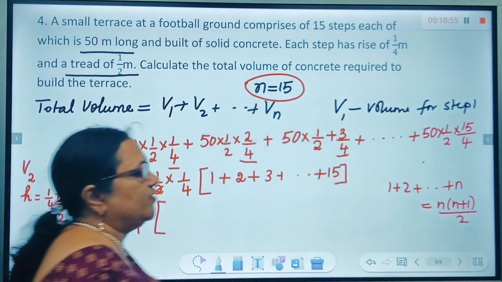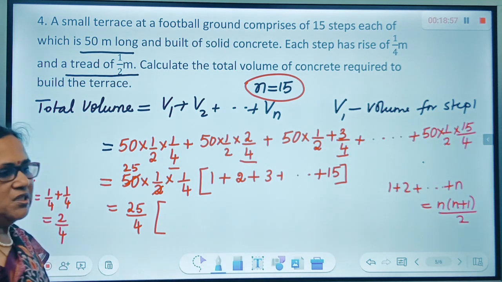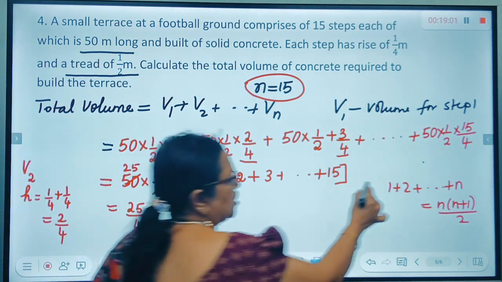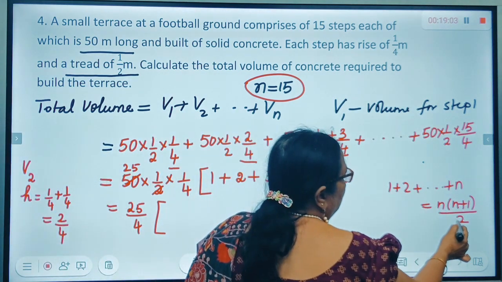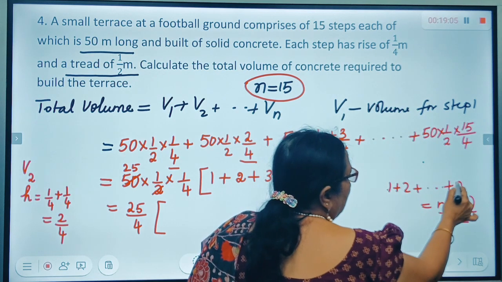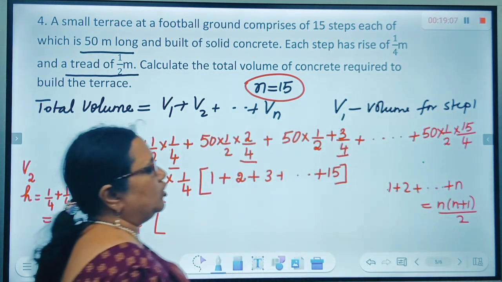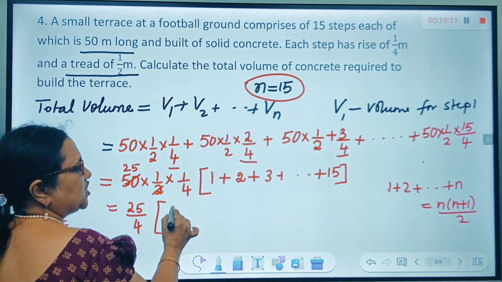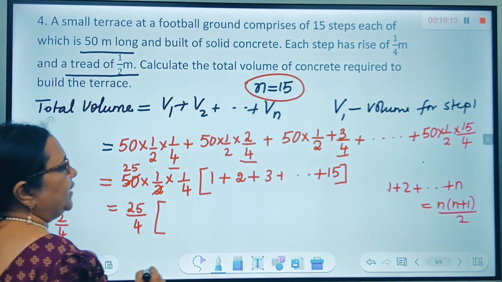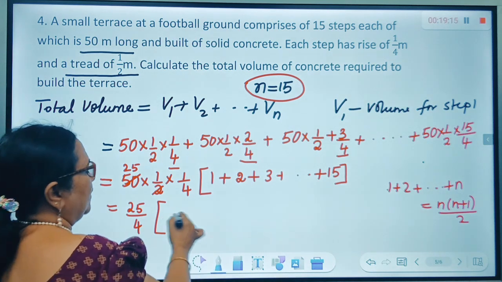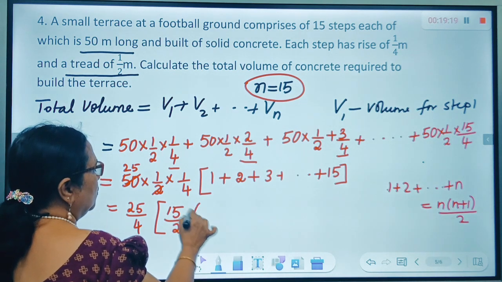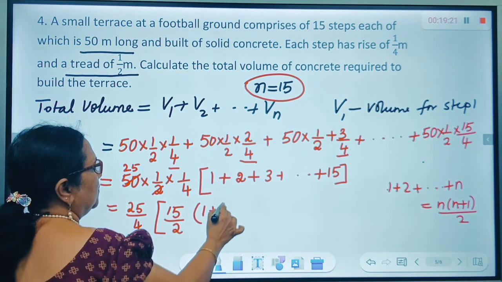If you look at the first video, I have even given a proof for this. Even otherwise, it is what? N by 2 into first term plus last term. N by 2 into first term is 1, last term is n. So n by 2 into n plus 1. So this is first n by 2, right? How many n is what? 15. So 15 by 2 into first term plus last term.